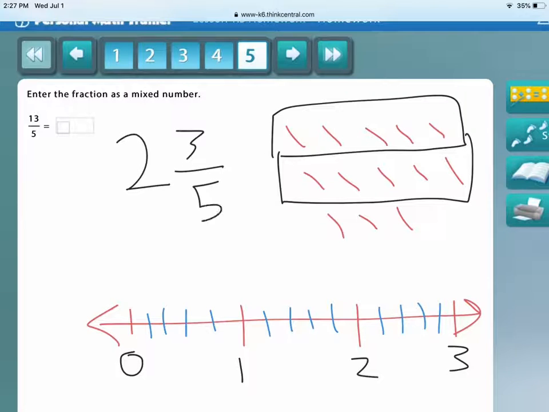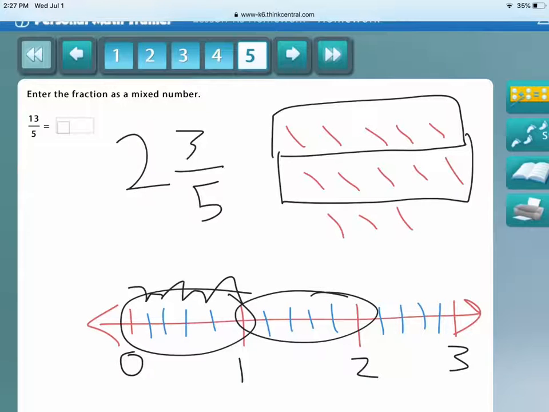Another way I want to show you how to do this is to use a number line. So each one of these is a fifth. That'd be 1/5, 2/5, 3/5, 4/5, 5/5. So this would be a whole. Another 5/5 would be another whole, and then this would be your 3/5 here. So 2 3/5 on a number line would be expressed like that.